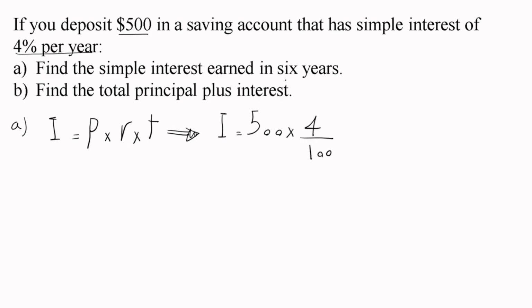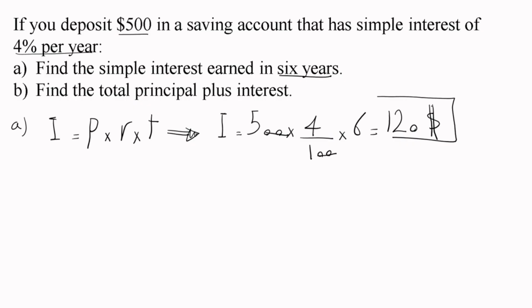And what is the T? In 6 years. So I'm going to write 6 here. I can drop these two zeros with these two zeros, and I'm going to have 120. So after 6 years, the bank is going to pay you $120.